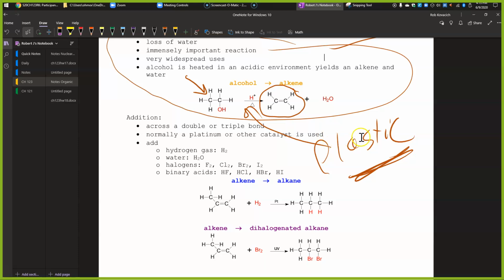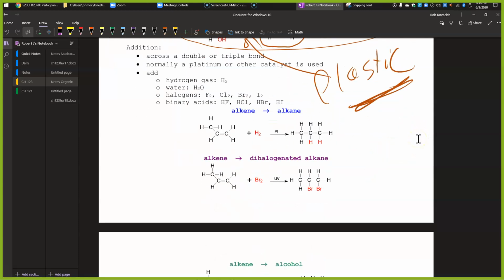The other reactions we've got are if I've got any kind of double bond, I could put hydrogen on it or water molecules or halogens or the binary acids, and I could make stuff. So this is why the double bonds are so important. I could do something dumb like take the double bond and get rid of it. Or I could take the double bond and I could put some bromines on it or halogens.